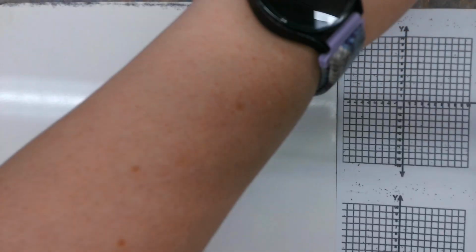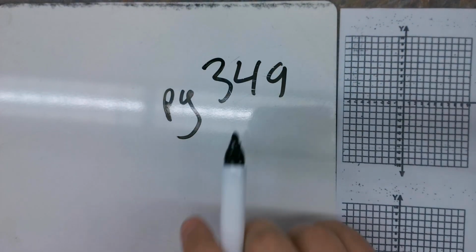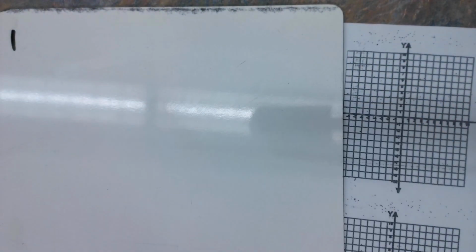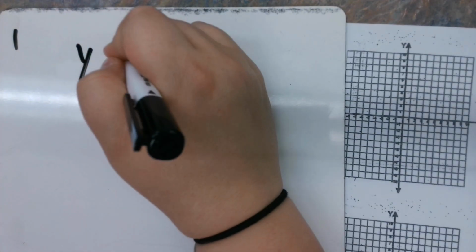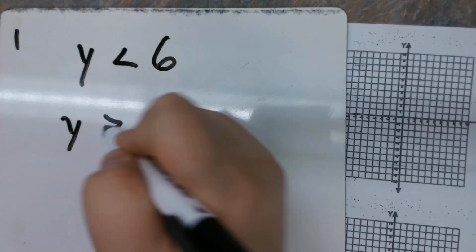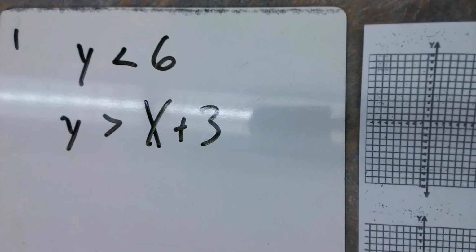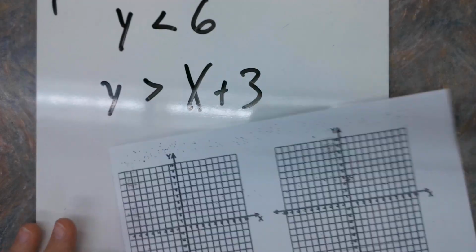If you have a pencil, you need to shade lightly. Okay? So I'm on page 349. I'm going to start with number 1. I'm just going to write the problems because I don't have the book out. Y is less than 6 and y is greater than x plus 3. Those are my 2 inequalities that I have.